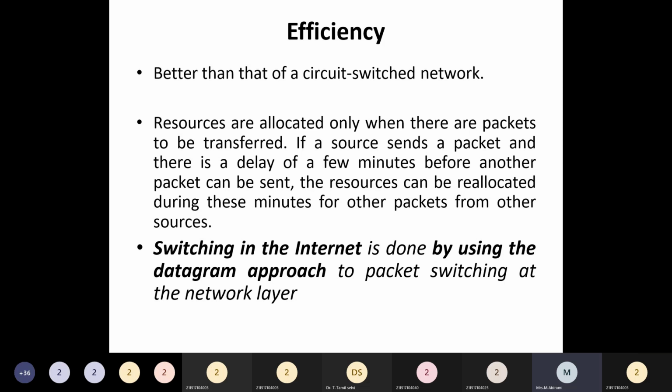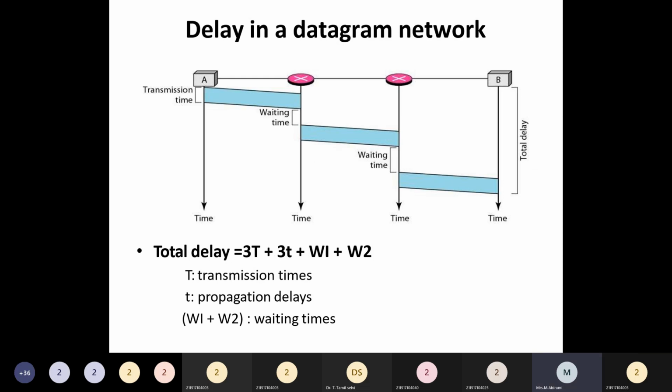So the switching of the resources is allocated using the efficiency of the network. The switching in the internet is done by using the datagram approach, the packet switching at the network layer. So here we represent the delay in a datagram network, how to find the total delay.